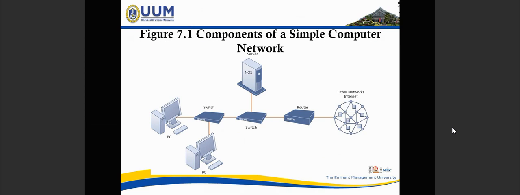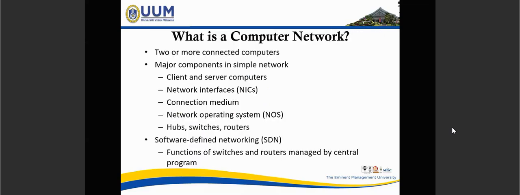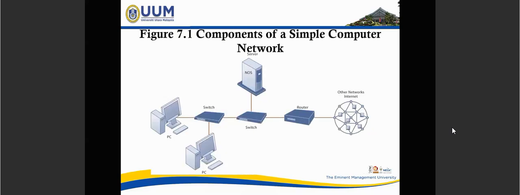These are the components. We have a PC, two PCs, connected to the switch. The switch also connects to the server running the network operating system, and it connects more devices. We connect it to the router, and through the router we connect to the internet. This is what we mean by the simple network components. So what is SDN? SDN is software-defined networking. SDN represents the functions of switches and routers managed by a central program to help connectivity. So this is the simple computer network.